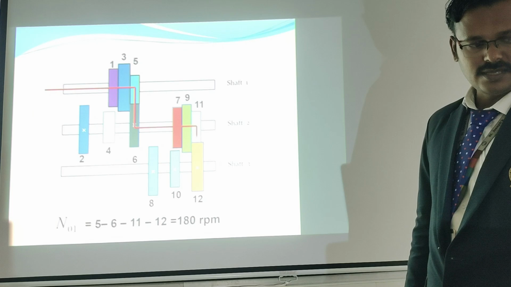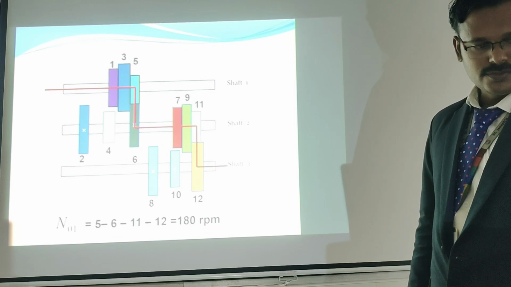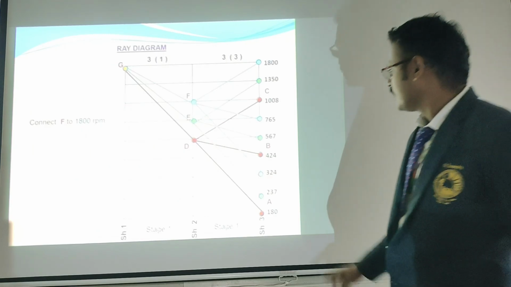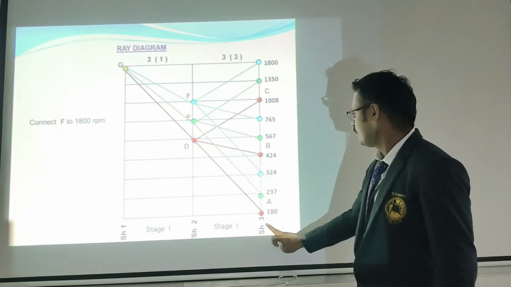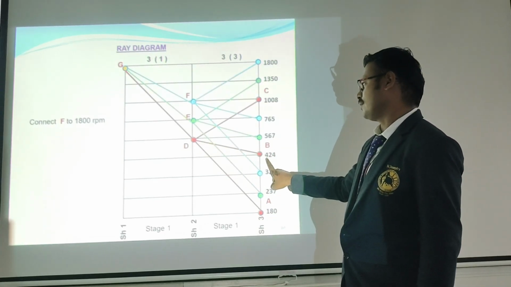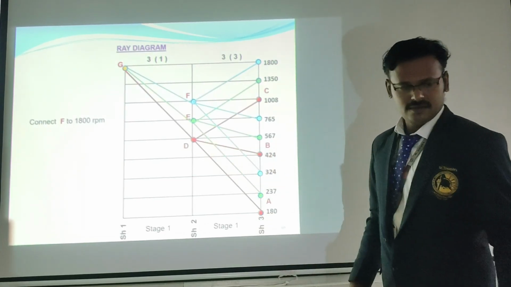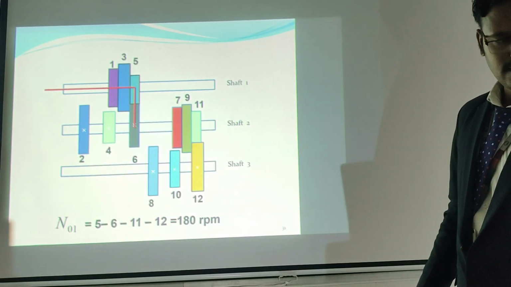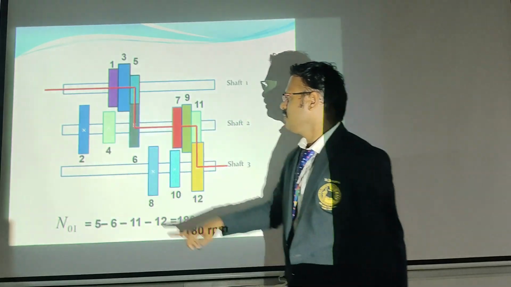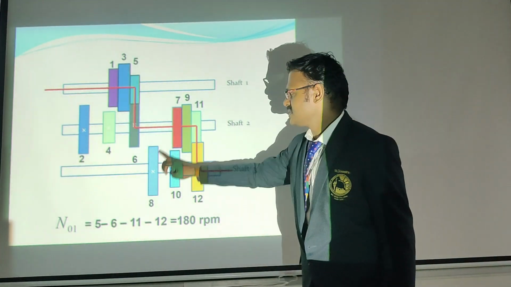So 5, 6, 11, 12. So the next speed is 567 to 180. The next speed is 567 to 424. So for this, 5, 6, 11, 12, then 5, 6, 7, 8.